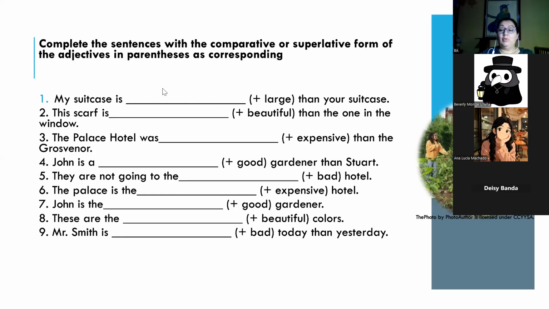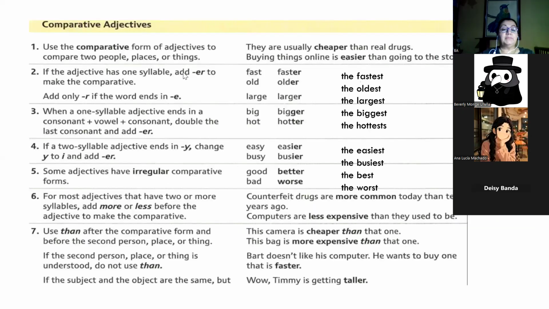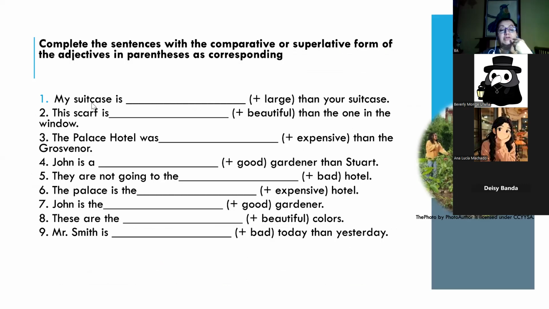Ajá, el comparativo. ¿Por qué? ¿Cuándo usamos el comparativo? Vamos a irnos hacia atrás entonces. Use the comparative form of adjectives to compare two people, places, things. Two, okay? So, my suitcase, your suitcase is two. So it is the comparative. My suitcase is larger than your suitcase, okay?